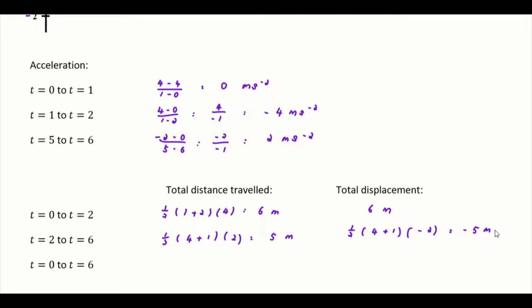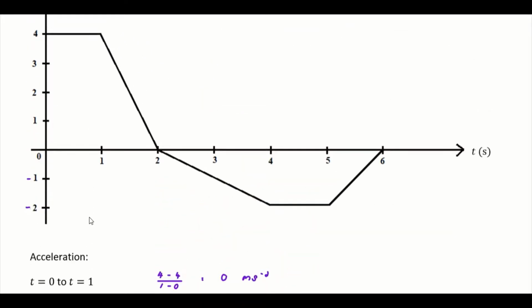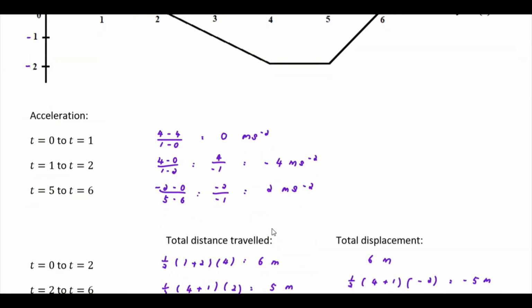So which means that from the time 0 to 2 seconds, the particle actually moved in the positive direction for 6 meter. Then after that, it moved towards the negative direction for another 5 meter. So that's the idea. And normally, how you can find it is that as long as the area occurs on the positive axis, then it will give you a positive displacement. If it's on the negative side, then it's going to give you a negative displacement. So this is how you check that.